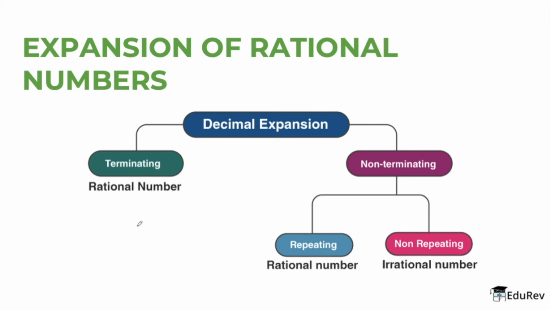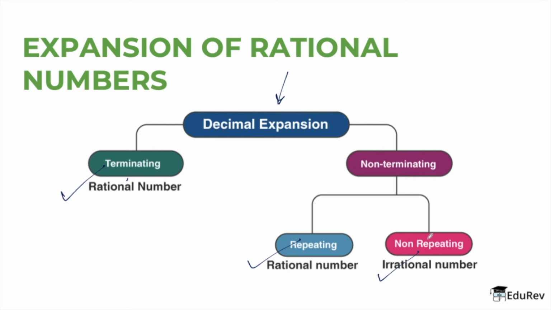Alright. Now the thing is that the decimal expansion of every rational number is either terminating or non-terminating repeating, and the decimal expansion of every irrational number is non-terminating, non-repeating. And this is exactly what they have told. They have said that decimal expansions can be of two types. Either they are terminating or they are non-terminating. If they are terminating, then we say that that is a rational number. If they are not terminating, then either they are repeating or they are not repeating. If they are repeating, then they are rational numbers. If they are not repeating, then they are irrational numbers.